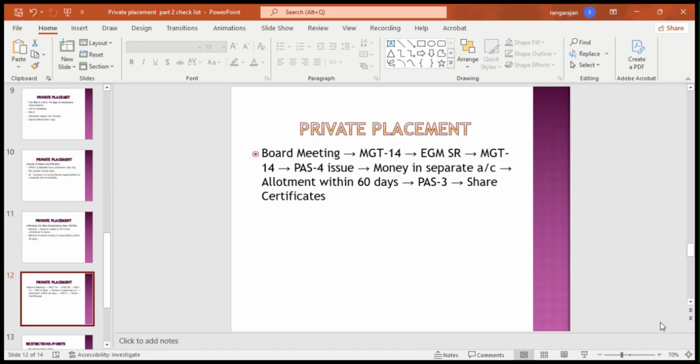So, in a nutshell, we have to see the sequence of the private placement checklist. First, it is a board meeting. Then after the board meeting, we have to file MGT 14. Then we have to convene the EGM with the special resolution, and then file the MGT 14. After the MGT 14 is filed, the company has to issue the offer letter PAS4 to the identified persons and receive the money in a separate bank account, allotment within 60 days, and also file the PAS3 allotment of securities, and also issue the share certificates.